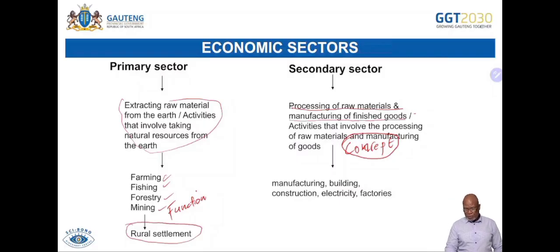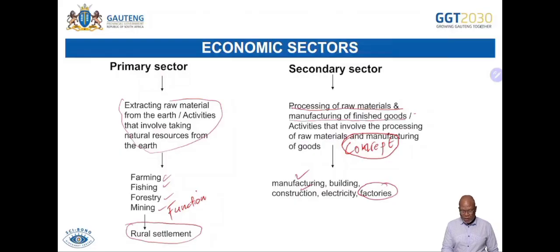So examples of secondary sector will be your manufacturing of any product. It could be manufacturing of bread, it could be manufacturing of a vehicle, it could be manufacturing of biscuits, it could be manufacturing of a pen, of a book. So that is secondary sector. And then this manufacturing is taking place in factories or in industries.